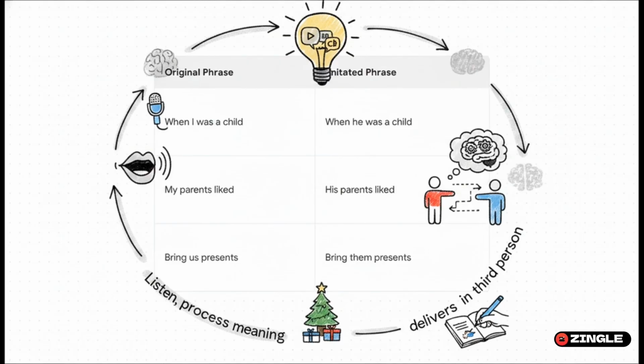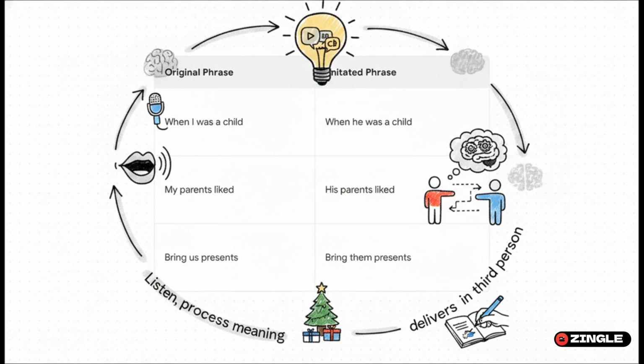Imagine you're listening to a speaker tell a story, and their original phrase is, "When I was a child, my parents liked to pretend, like many other parents, that Santa Claus would bring us presents at Christmas." Now, if you're using the imitation method, you actively shift the perspective as you speak it back. So your imitated phrase becomes, "When he was a child, his parents liked to pretend that Santa Claus would bring them presents at Christmas." Do you see the mechanics there?